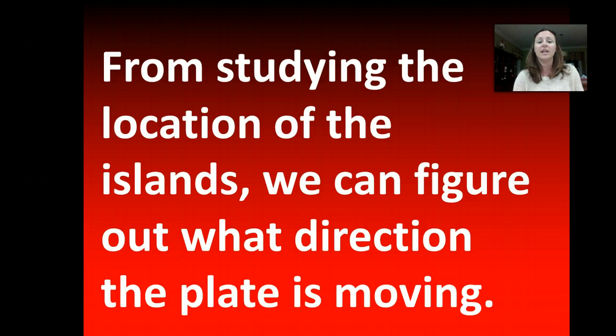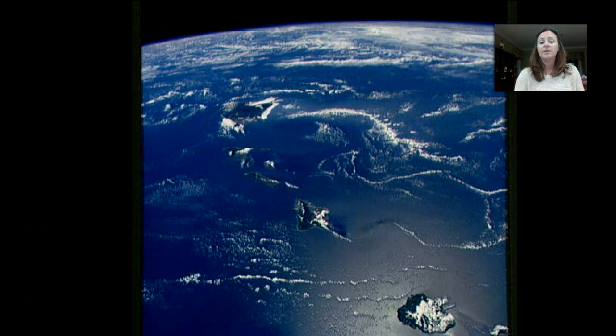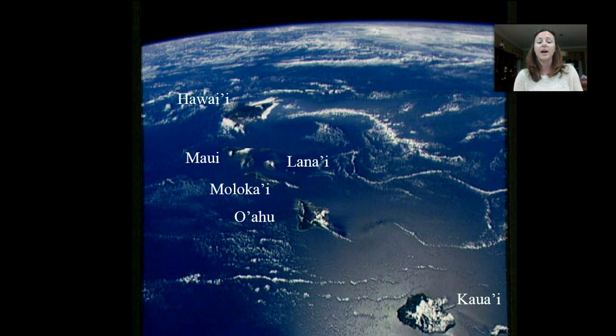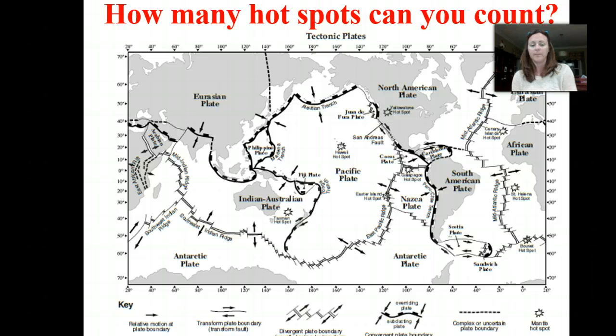From studying the location of the islands, we can figure out what direction the plate is moving. So in this picture, we see a picture of the islands. Because the Big Island of Hawaii is up in this corner in this diagram, we know that the plate had to have been moving in that direction.